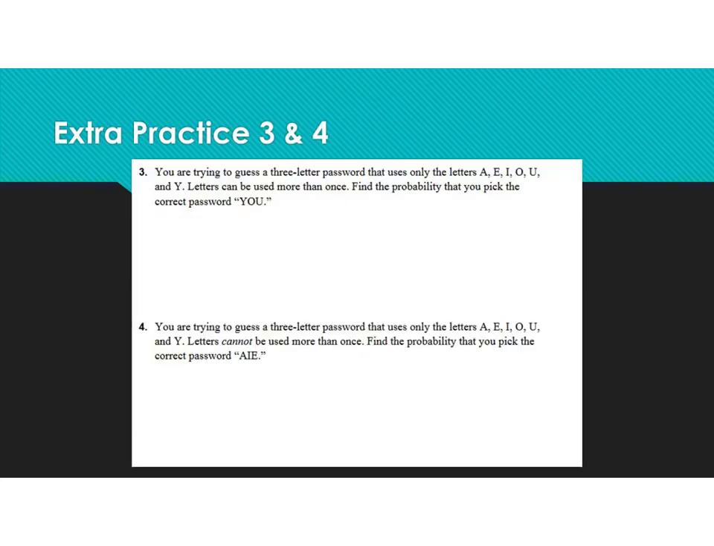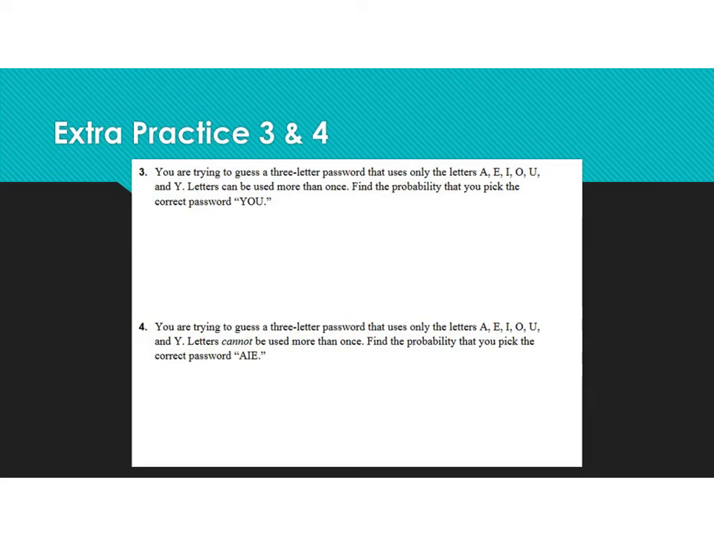So with these problems you need to read kind of closely and see whether they say with replacement or without replacement. So you're going to try to guess a 3-letter password that uses the letters A, E, I, O, U, and Y. Letters can be used more than once, so the password could be like AAA or EEE. Find the probability that you pick the correct password, which is YOU.